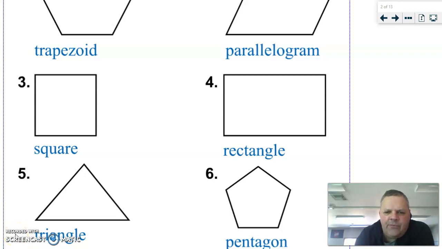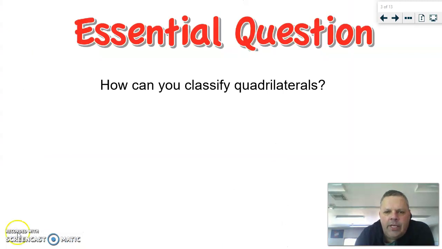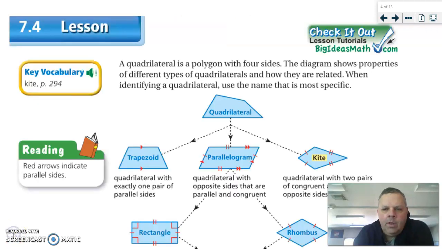We're going to talk about specific kinds of polygons today in our lesson on quadrilaterals. Our essential question for today is how can we classify quadrilaterals? Hopefully you can understand what a quadrilateral is. Quad means 4, so we are talking about 4-sided figures. There are 3 main types of quadrilateral. A quadrilateral is a polygon with 4 sides. Here are the names right here.